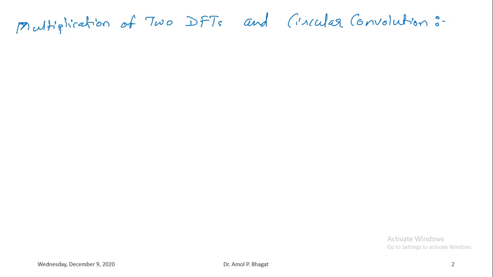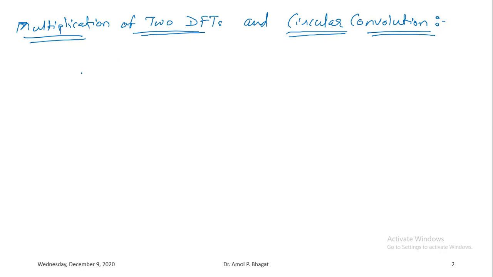multiplication of two DFTs and circular convolution property, correct? So before this, we have already discussed the linear convolution.